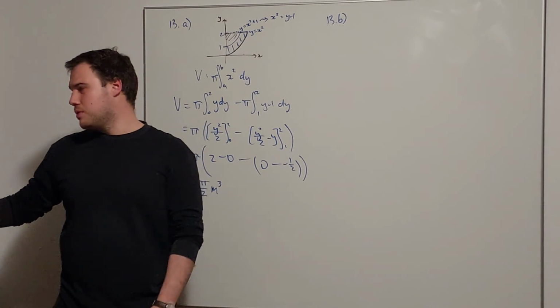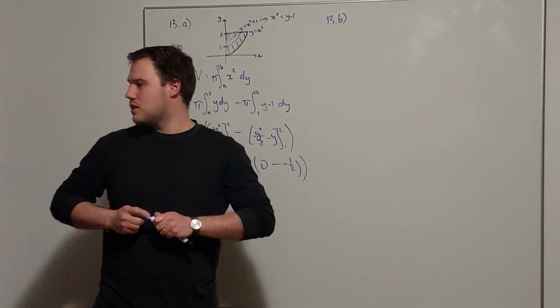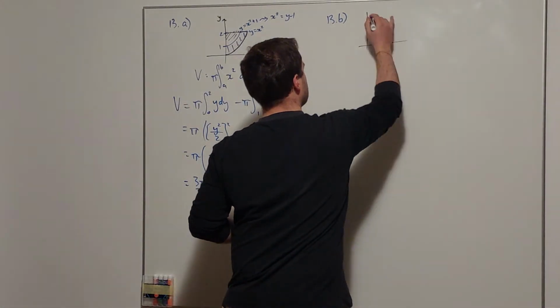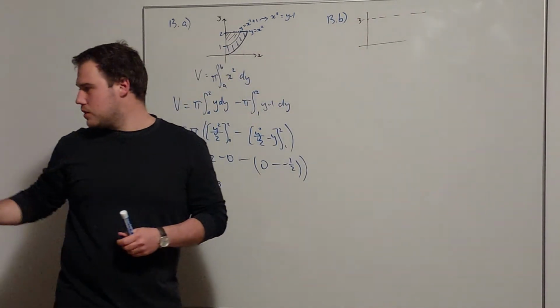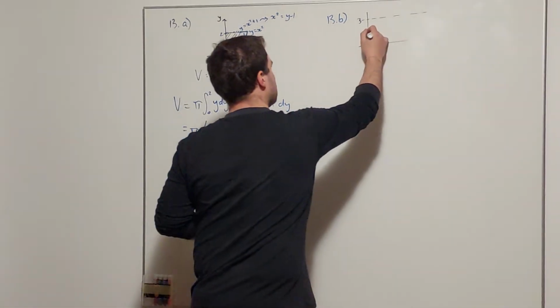A person standing in an empty room which is 3 meters high throws a ball at the far wall of the room. So here's our room, 3 meters high. The ball leaves their hand 1 meter from the floor.